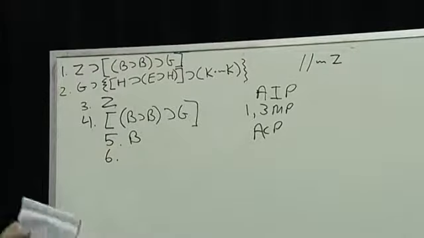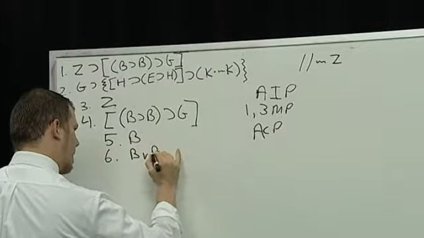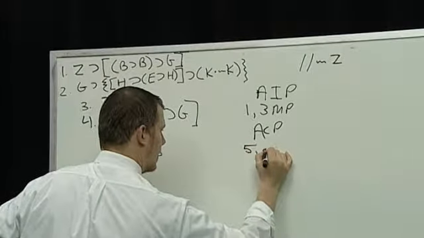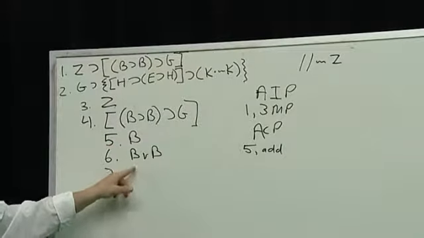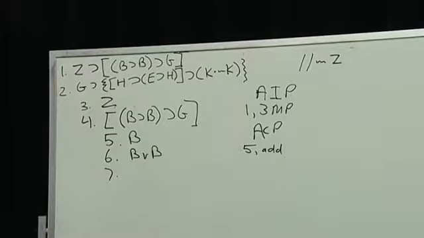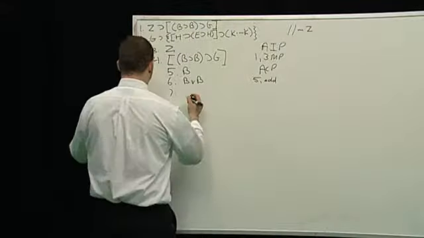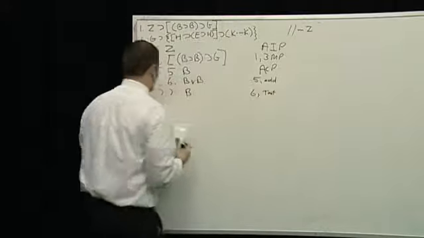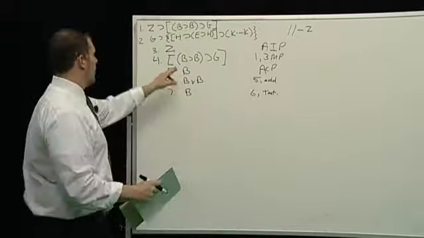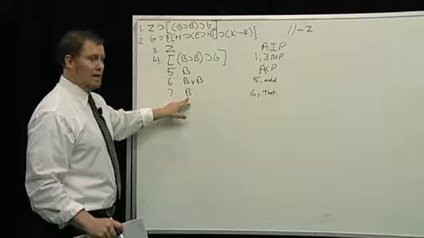Now what I can do is I can take line 5 and by rule of addition, I can add a B to it. Now if we look at our rules of replacement, we'll notice that the tautology rule comes in handy here. If I have B or B, then that means I have B. So by rule of tautology, I can derive my B here. Now remember, I assumed a B as a conditional proof. I've derived a B on line 7.